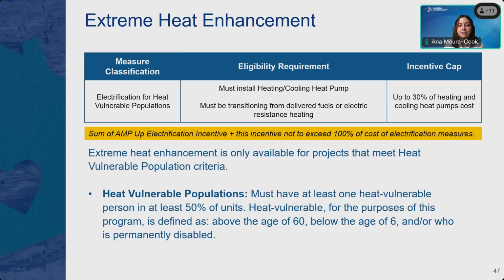The definition is on the slide here, but in general, this measure comes because we know that heat pumps are generally a more energy efficient way to cool a space than older and traditional window AC units. So we are providing up to 30% of the cost of the heating and cooling heat pumps in additional incentives. Just like with the rest of these incentives, this can't exceed 100% of the cost of the measure, but it's intended to additionally incentivize this more resilient cooling system for those heat vulnerable populations. And this payment will be distributed at stage 4.